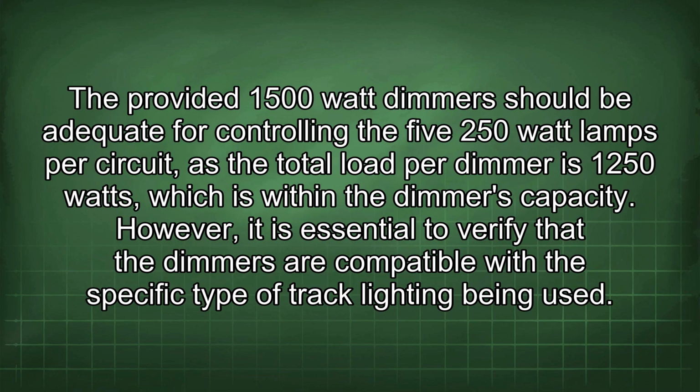The provided 1500 watt dimmer should be adequate for controlling the 5 250 watt lamps per circuit, as the total load per dimmer is 1250 watts, which is within the dimmer's capacity. However, it is essential to verify that the dimmers are compatible with the specific type of track lighting being used.